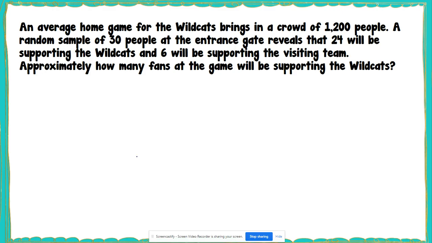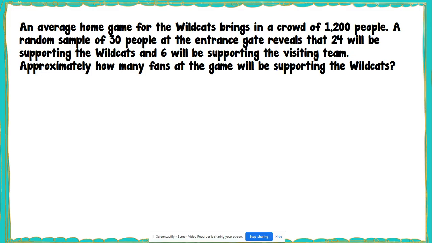Finally, an average home game for the Wildcats brings in a crowd of 1,200 people. A random sample of 30 people at the entrance gate reveals that 24 will be supporting the Wildcats and 6 will be supporting the visiting team. Approximately how many fans at the game will be supporting the Wildcats?